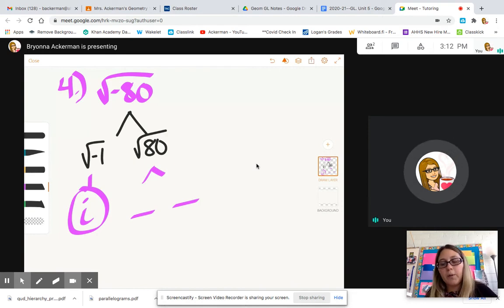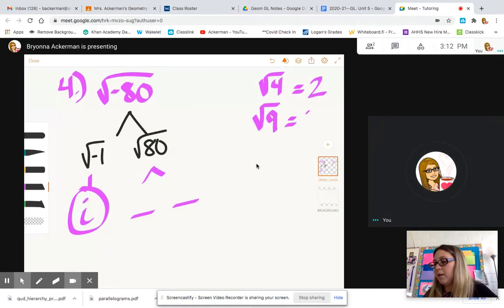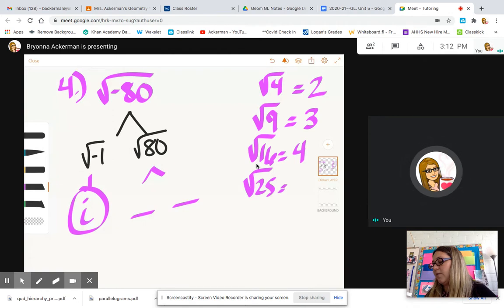From here, you need to choose factors where one of the factors is one of those perfect square roots. And those perfect square roots, remember, are 2 times 2, so like the square root of 4, and that equals 2. The square root of 9, and that equals 3. The square root of 16, and that equals 4. Square root of 25, and that equals 5, right? So these are all our perfect ones.